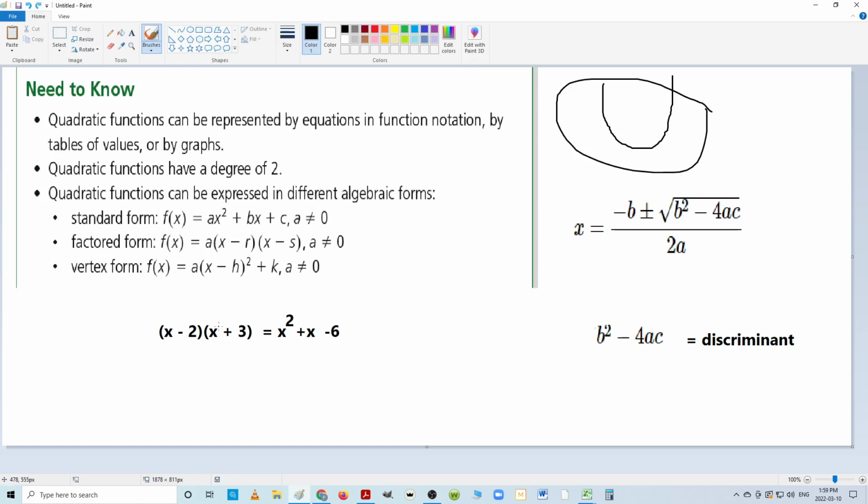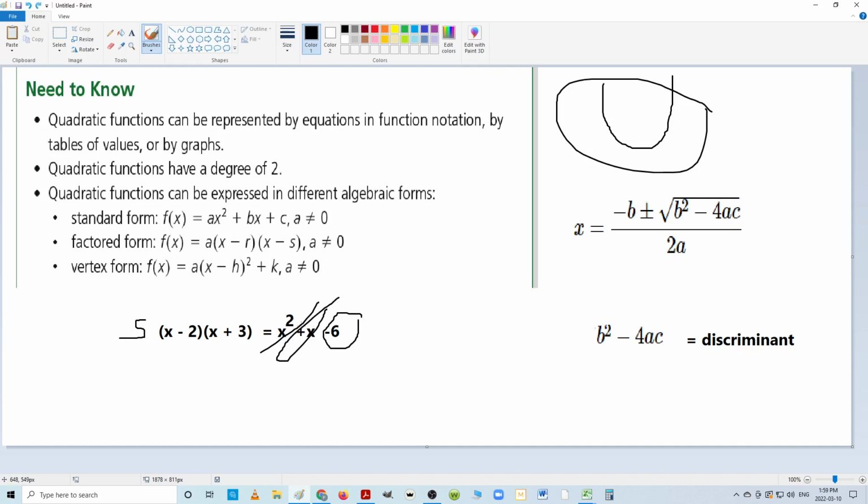This form, which also can have a number in front of it, is known as the factored form. By the way, the only information you get from the standard form is the y-intercept, because when x is 0, those will disappear. And all you're left with is 0, comma minus 6, the y-intercept.